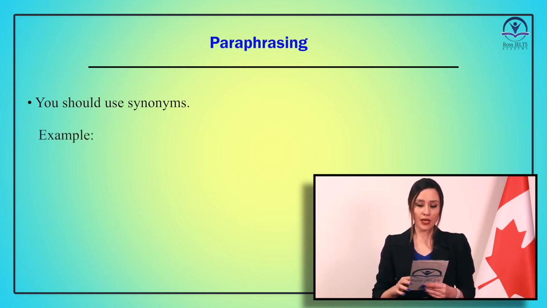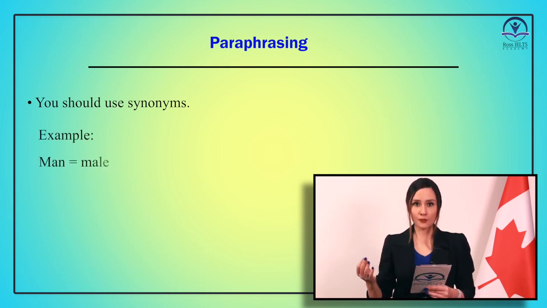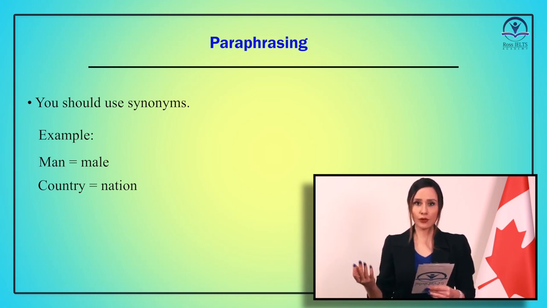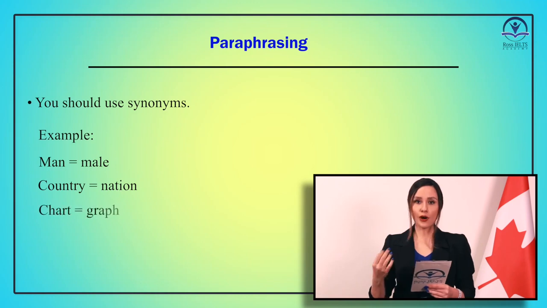For example, instead of the word man, I can use the synonym male, or instead of country, I can say nation. For example, I come from Iran. Iran is my country, or Iran is my nation. Or chart. A synonym for chart is graph. For example, in task 1, the line graph or the line chart is something.